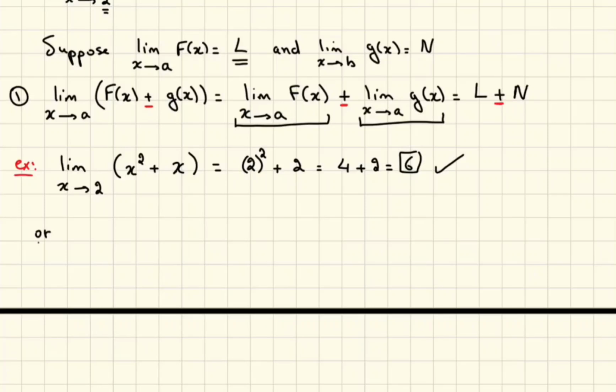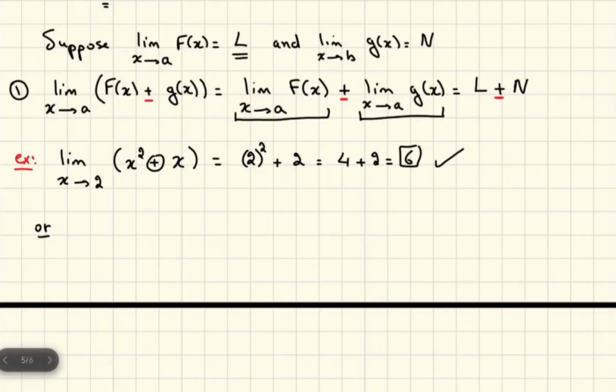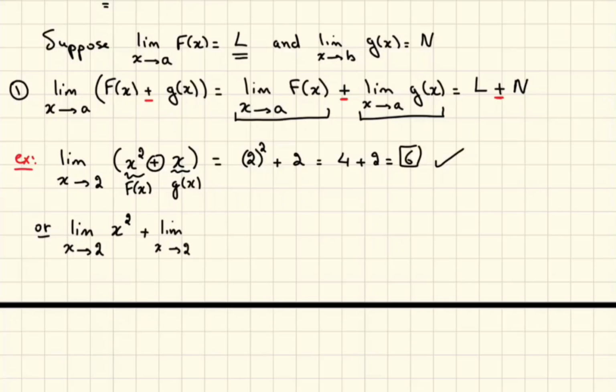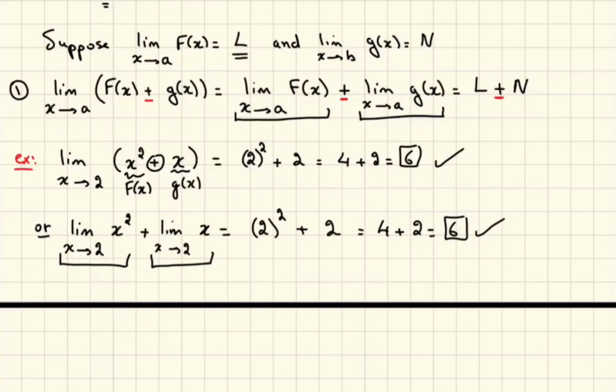Let's check. Because we have addition, I consider the first one to be f of x and this one g of x. So we can take it as limit as x approaches 2 of x squared alone plus limit as x approaches 2 of x alone. To evaluate the first one, we substitute 2 instead of x. To evaluate this one, we also substitute 2 instead of x. In this case, we get 4 plus 2, which is also 6. So you can solve it both ways.